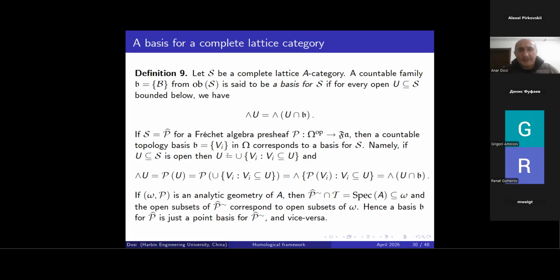Well, in terms of the Fréchet algebra presheaf, this is quite normal. I mean, it is a topology base. U is written like a union. If you take the infimum, that union corresponds to the infimum, and we get this result. Anyway, that's the link between this sense of a basis and a topology base, nothing else.